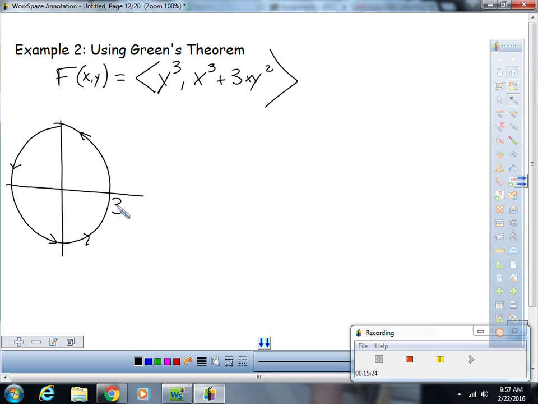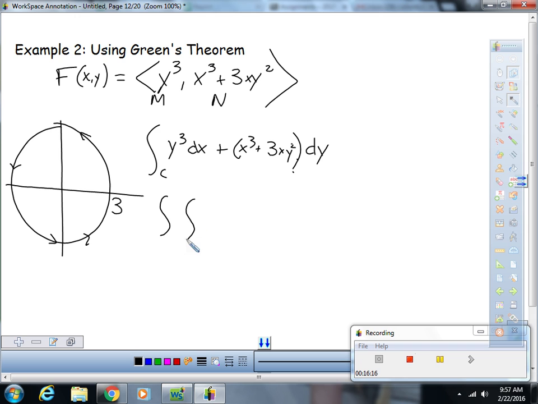So, what you do is you treat this as m and you treat this as n. So let's just start by making it look like a line integral. We want the line integral of y cubed dx plus x cubed plus 3xy squared dy, okay? So that is in differential form. Now, we want to turn that into a dA. Any suggestions?